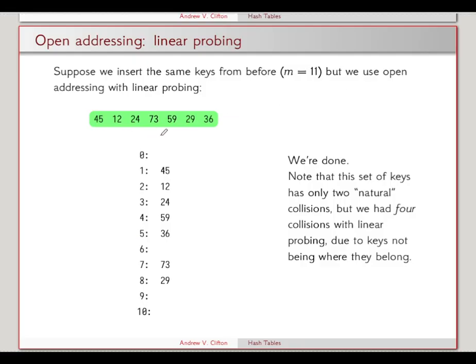So with this set of keys, only 2 of the keys naturally collide, right? 12 and 45 collide, and 36 and 73 collide. So we only have 2 natural collisions. That's what we saw when we did the chaining here. But here we have 4 collisions because the linear probing puts things where they don't belong. So we run into more collisions than we would expect if we were just looking at the values as is.